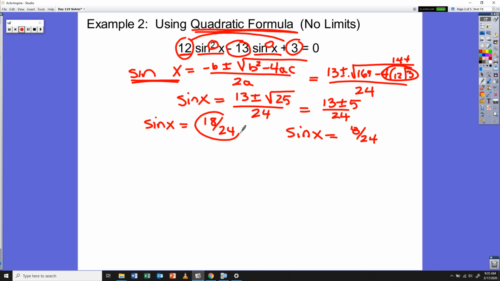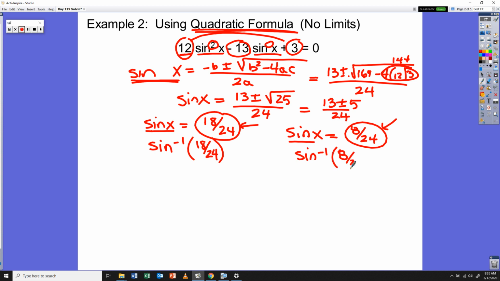Now, when I'm looking at these numbers that we're trying to find the angles whose sine are these fractions, these are not fractions that we recognize. These are not special angles that we're supposed to just know off the top of our head. So what you're going to want to do here is use your calculator to find the angle that has a sine of, so this is inverse trig. We're asking our calculator, what is the angle that has a sine of 18 over 24? And over here, we're going to ask the calculator, what is an angle that has a sine of 8 over 24? So I would go to my calculator.